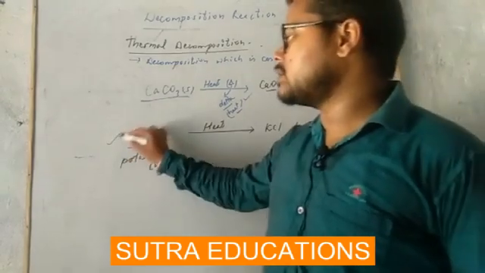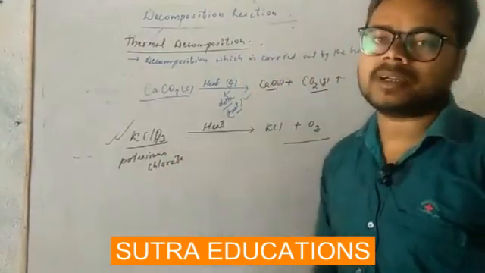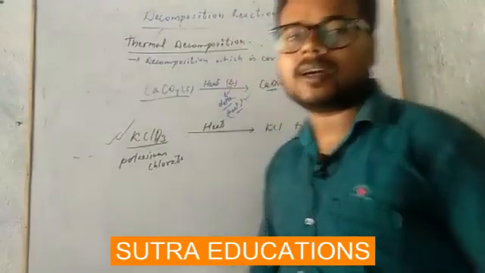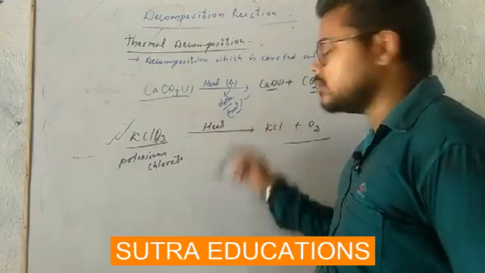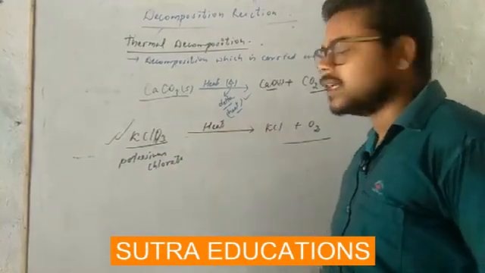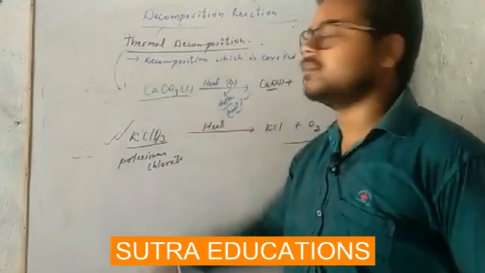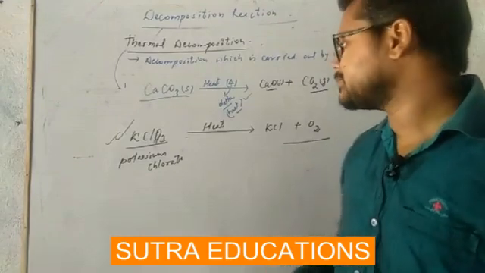You have to balance this by yourself. Okay, at home you try to balance this. I have taught you balancing, how to balance I have told you. So you have to balance this at your home by yourself. So this one is example of what? Thermal decomposition. All these are example of thermal decomposition. Okay, take some more examples.